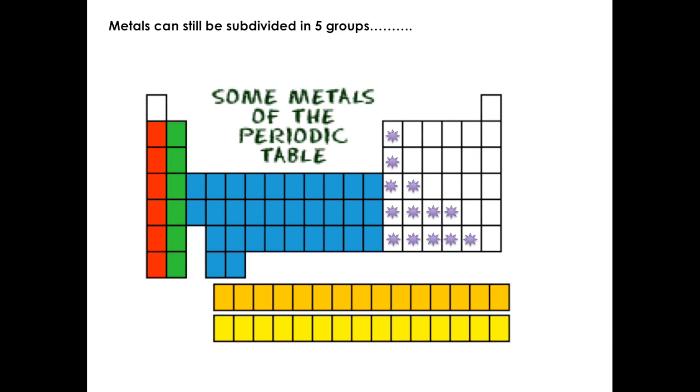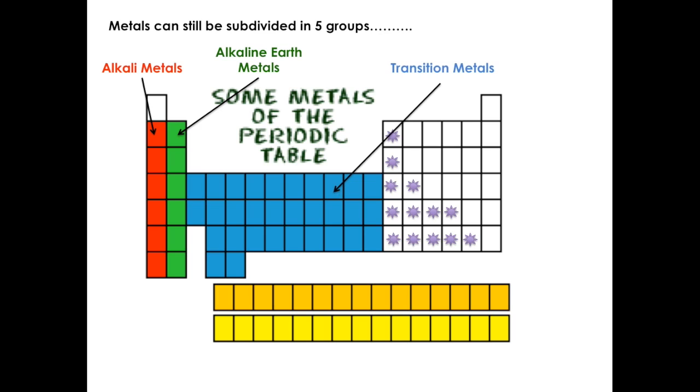Now, talking about metals, metals can still be subdivided into 5 groups or families. The first will be the alkali metals. The second column is called alkaline earth metals. The family in the center are the transition metals. At the very right and before the metalloids are the other metals or poor metals. The first family at the very bottom is the lanthanides, and the last one the actinides.